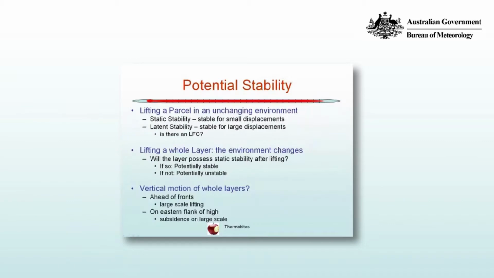Now, potential stability. We've considered already lifting a parcel in an unchanging environment. So static stability asks what happens to parcels of air after a small displacement. Latent stability asks for a large displacement, is there a level of free convection? And so potential stability asks what happens if we lift a whole layer and the environment changes. If the layer is statically stable after lifting, then it's potentially stable, and if it's statically unstable after lifting, then it's potentially unstable. Whole layer lifting happens ahead of fronts, for example, with large-scale lifting, or large-scale subsidence on the eastern flanks of high-pressure systems.